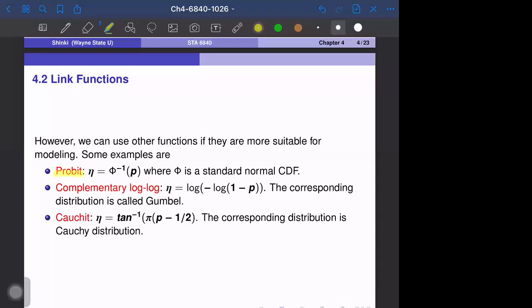So the first one is probit. This is pretty common because it uses the normal CDF. To be exact, eta is the inverse of the standard normal CDF. So you can see the standard normal CDF. P ranges from 0 to 1. A normal CDF looks like this, with 1 and 0, here P, and here eta.